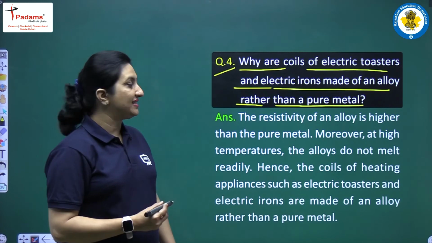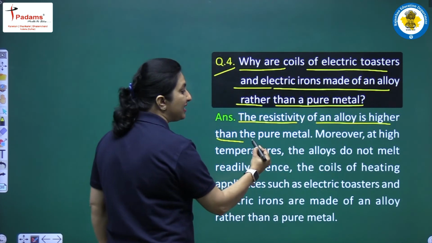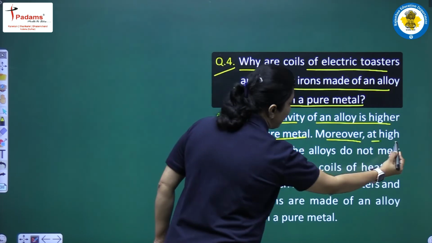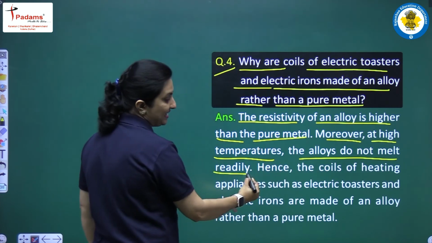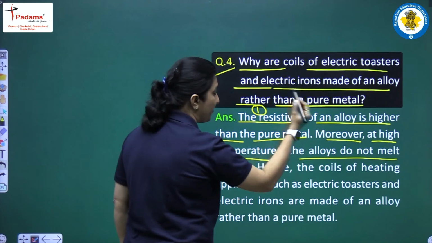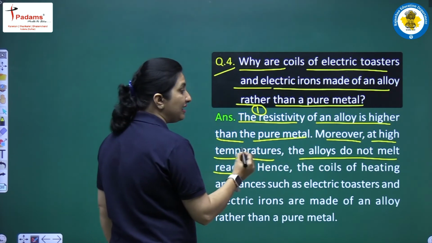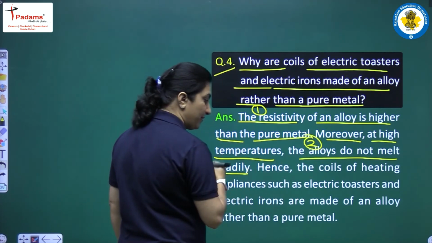So we will write the answer this way. The resistivity of an alloy is higher than the pure metal. Moreover, at high temperatures the alloys do not melt readily. So these are the 2 reasons, students. First, the resistivity of an alloy is higher, and second, that at high temperatures the alloys do not melt.